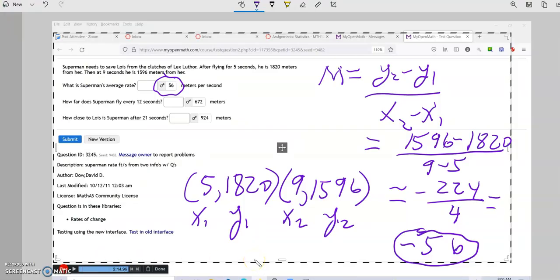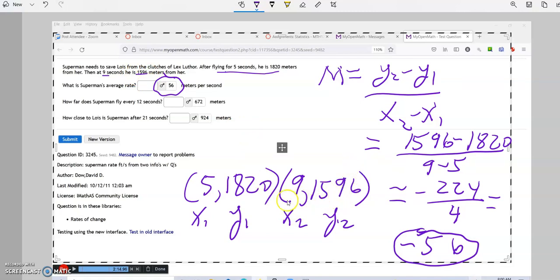Okay, this one's a little trickier. The formula for a slope, when you have 2 points, is y2 minus y1 over x2 minus x1. And basically, this would be point 1, okay? 5 is the x, the time. At 5 seconds, he's 1820 meters from her. And at 9 seconds, y2 is 1596 meters from her, okay?